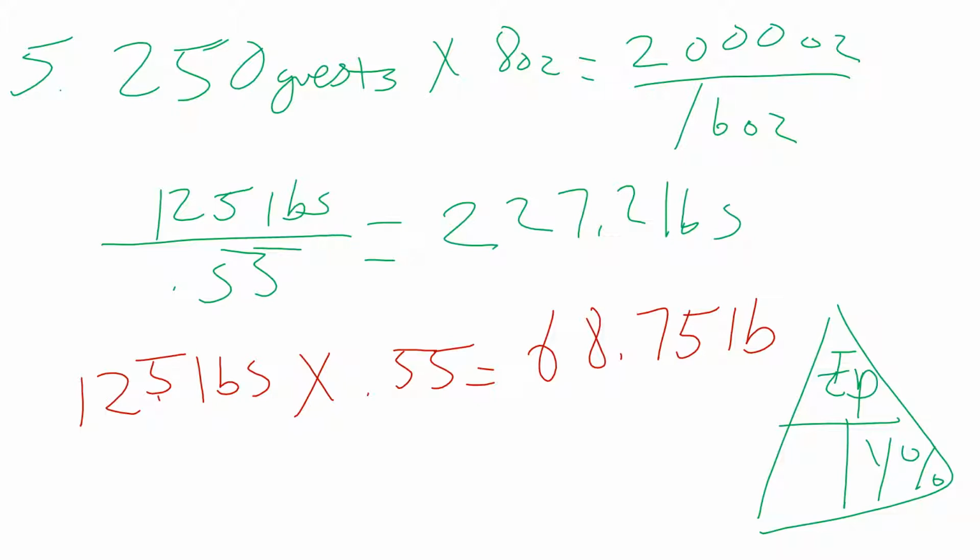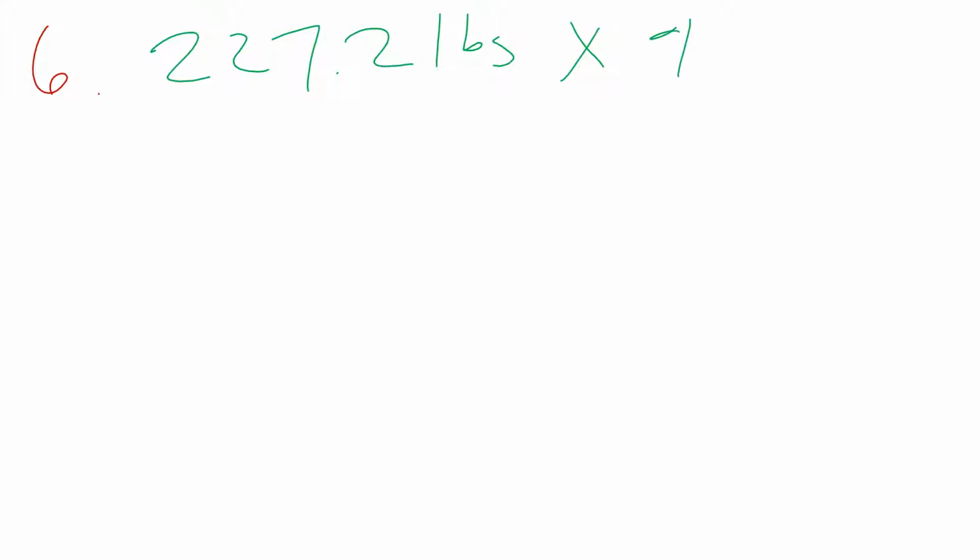Okay, so number 6. So we need 227.2 pounds. Oops, I'm going to switch back to green. 227.2 pounds times what? Why 495? That's our cost per pound. Okay? And that gives me 1,124.9.